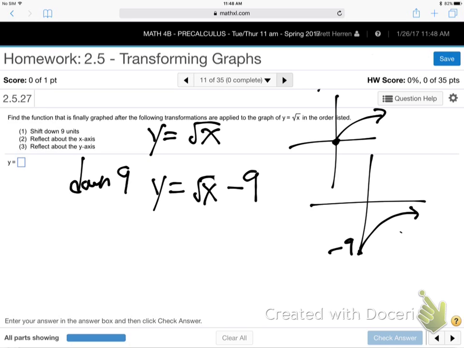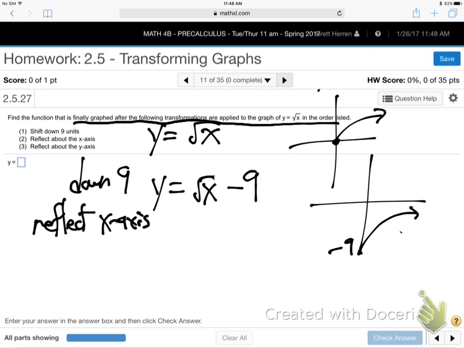Are we supposed to add to it as we go or just start from the beginning? Find a function that is finally graphed after the following are applied. Oh, they want us to do all 3 and then one answer. Oh, yeah, I didn't realize. Okay, so that's just the first step. So down 9, and now reflect about the x-axis, okay? How do I reflect about the x?